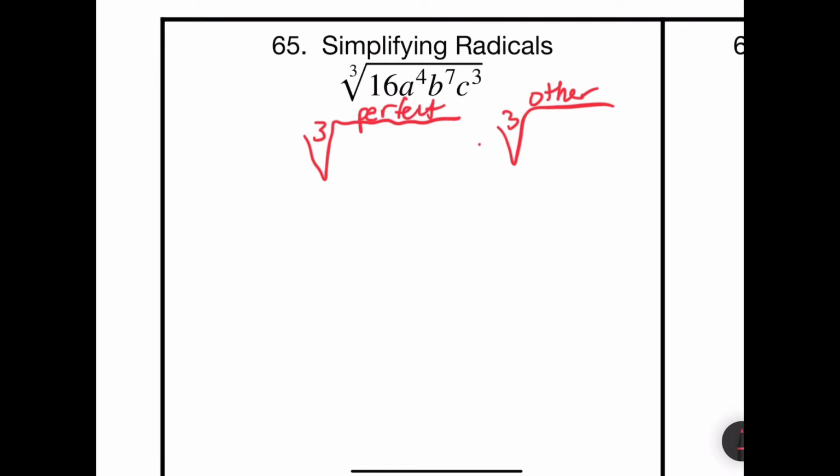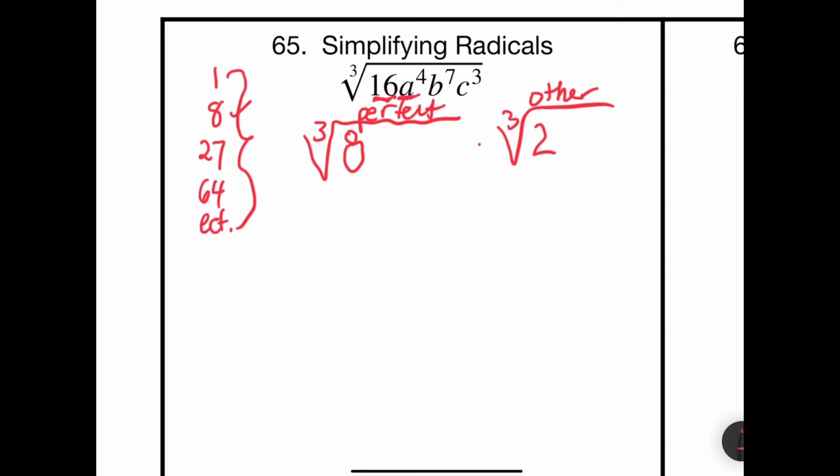1 times 1 times 1 is 1. 2 times 2 times 2 is 8. 3 times 3 times 3 is 27. 4 times 4 times 4 is 64, etc. So now I need to think about the number 16. Looking at my list of perfect cubes, is there a factor of 16 that's in my list? And the answer is yes, there's 8. So I will put 8 in the perfect cubes times 2 in the other.